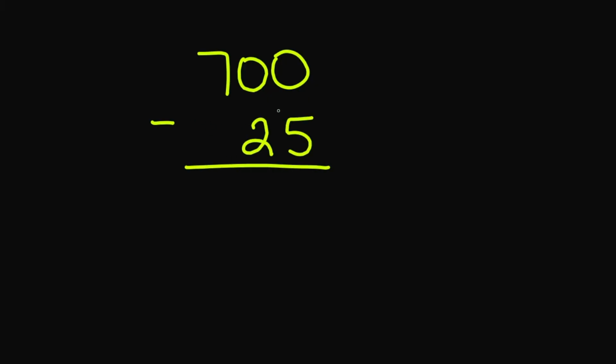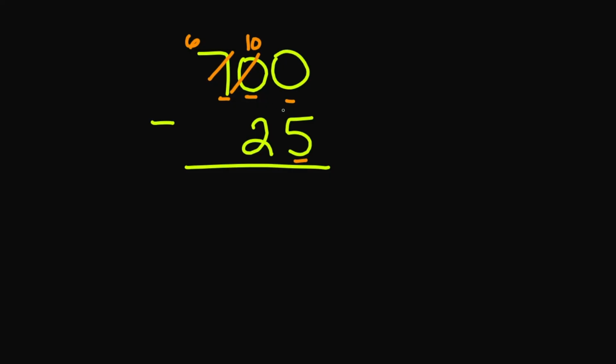Let's try 700 minus 25. 0 minus 5, we know that I can't do that. The 0 is too small in the ones place, so I'm going to borrow from the tens place. But when I go to the tens place, it's still 0, so I can't borrow from the tens place. I'm going down to the hundreds place. This 7 is going to become a 6. This 0 is going to become a 10.